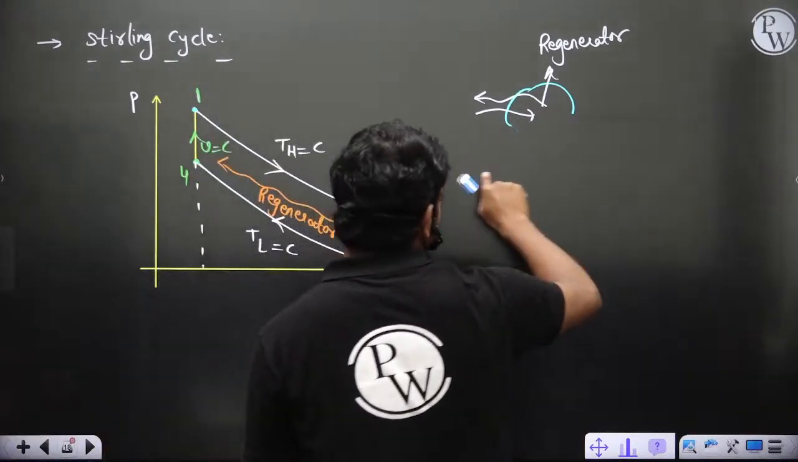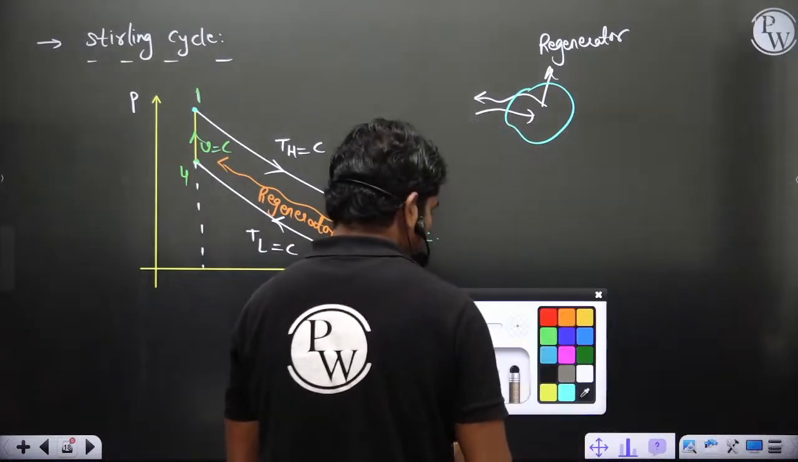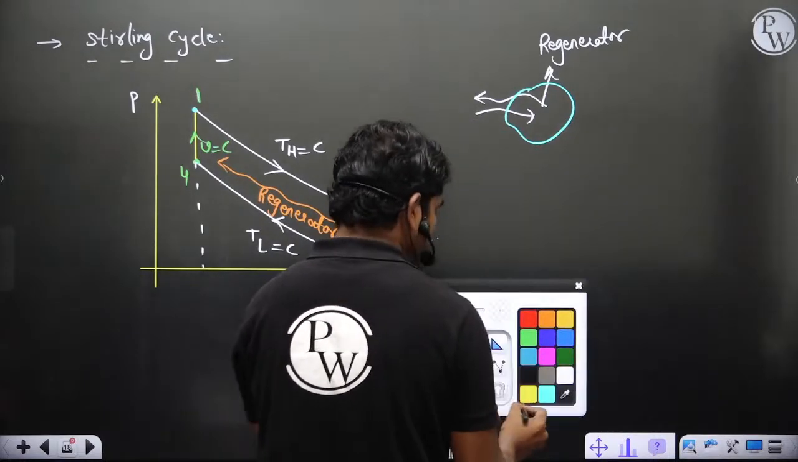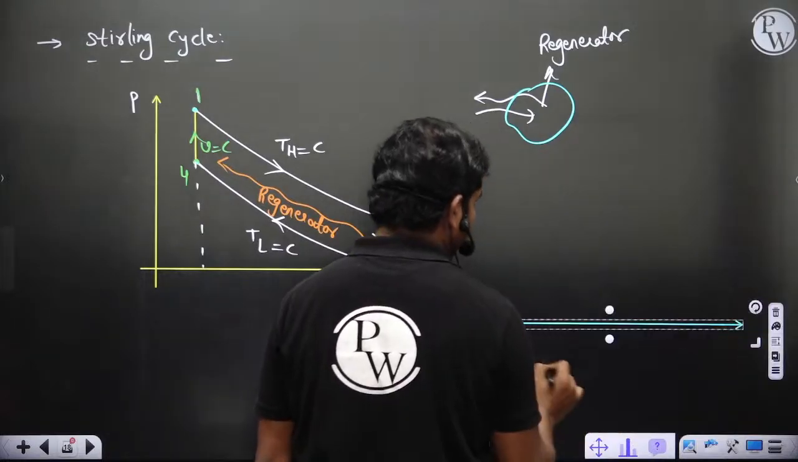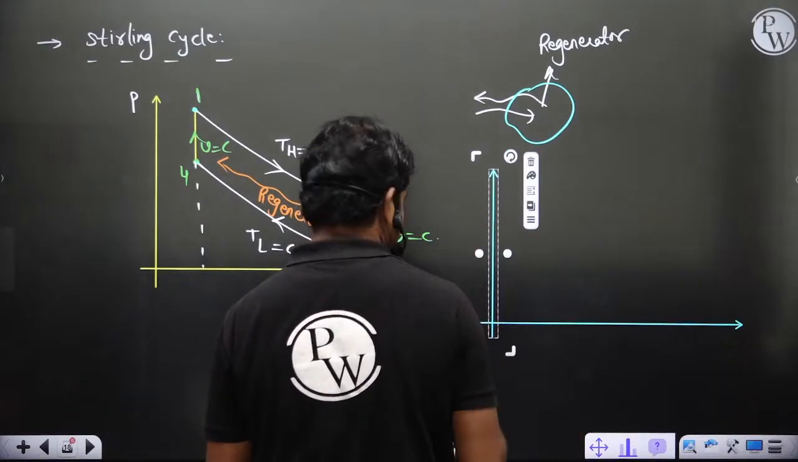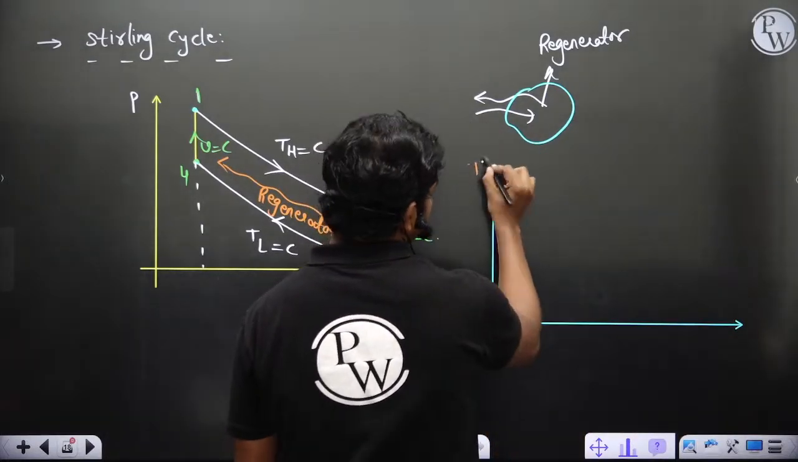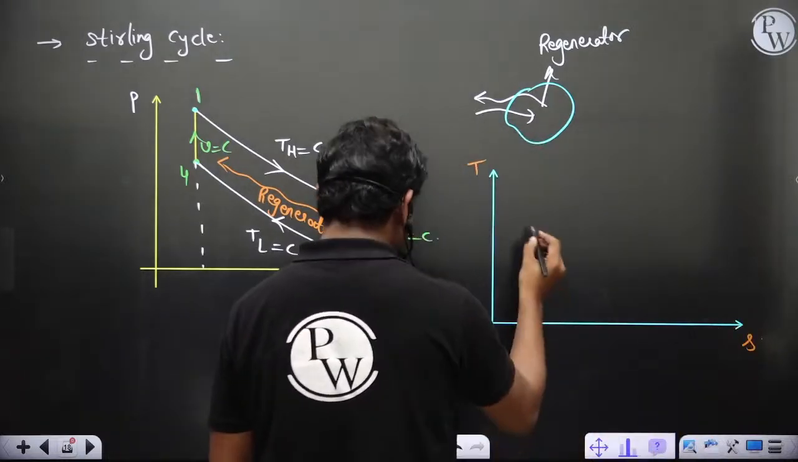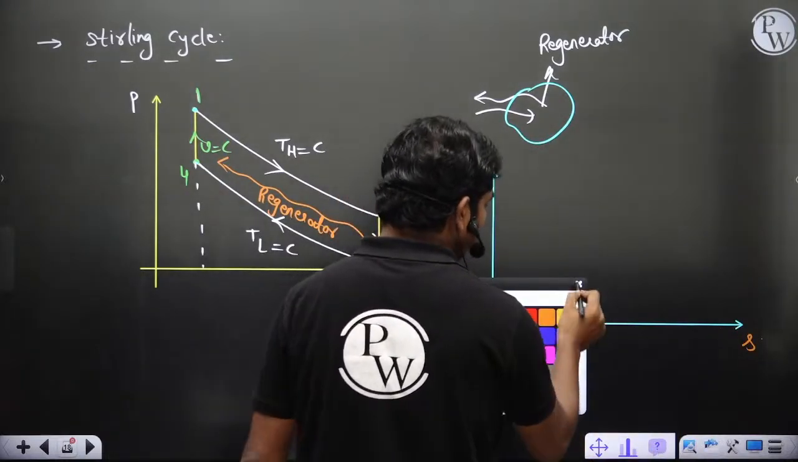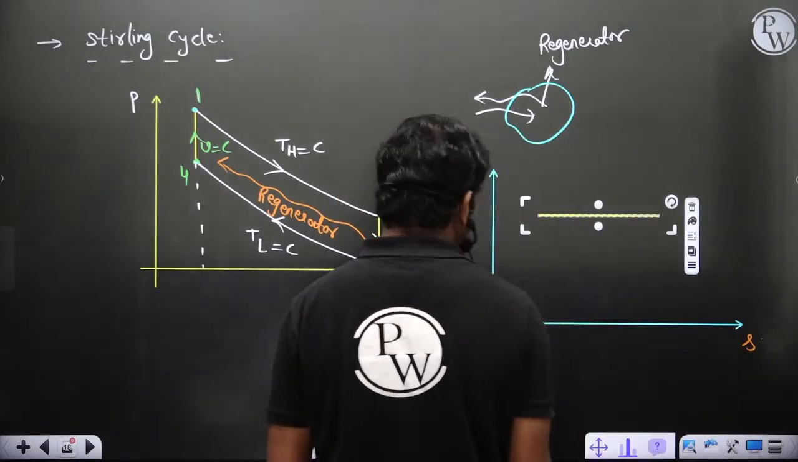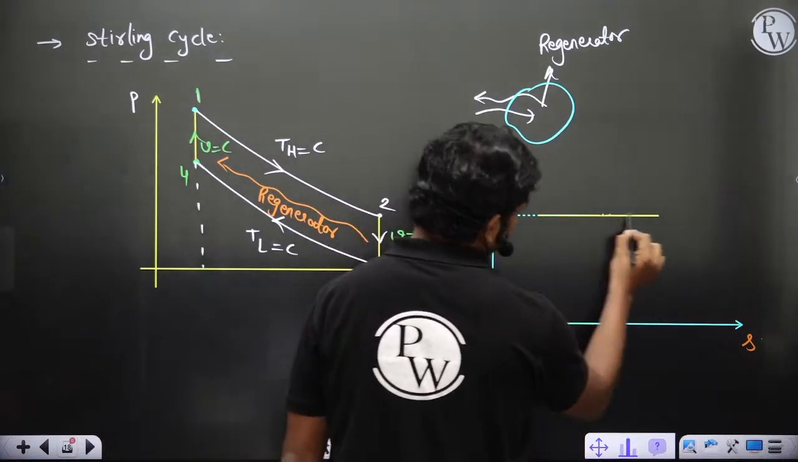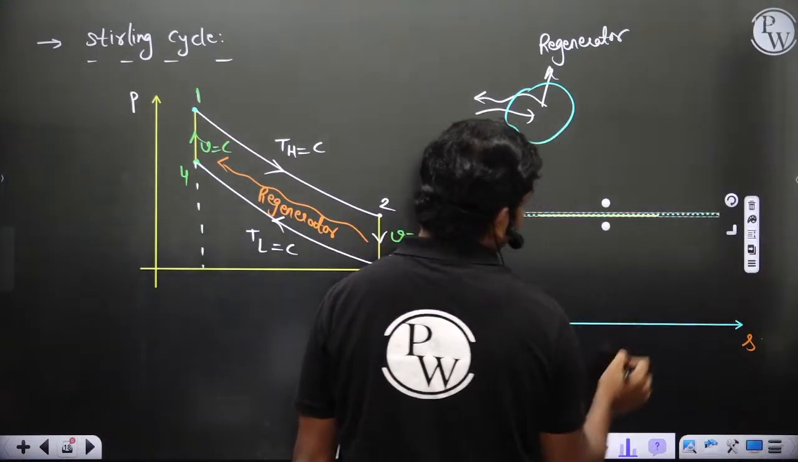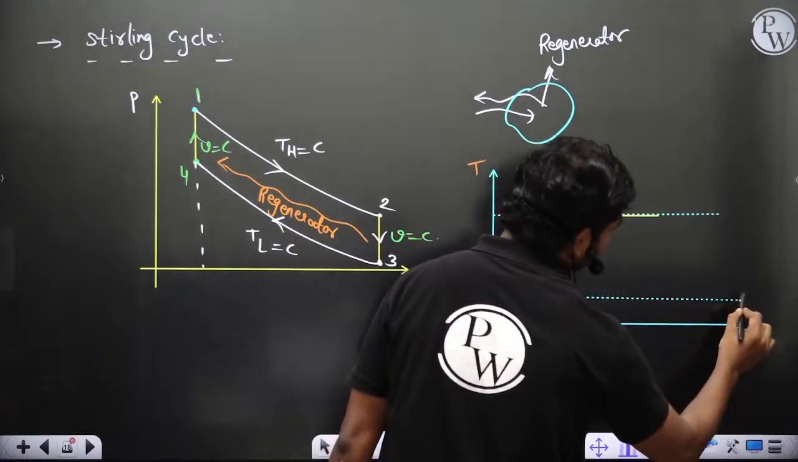Now if you see the TS diagram for this, 1 to 2 is your heat addition. This is TH, for example, the line of TH, and this is the line of TL, for example.